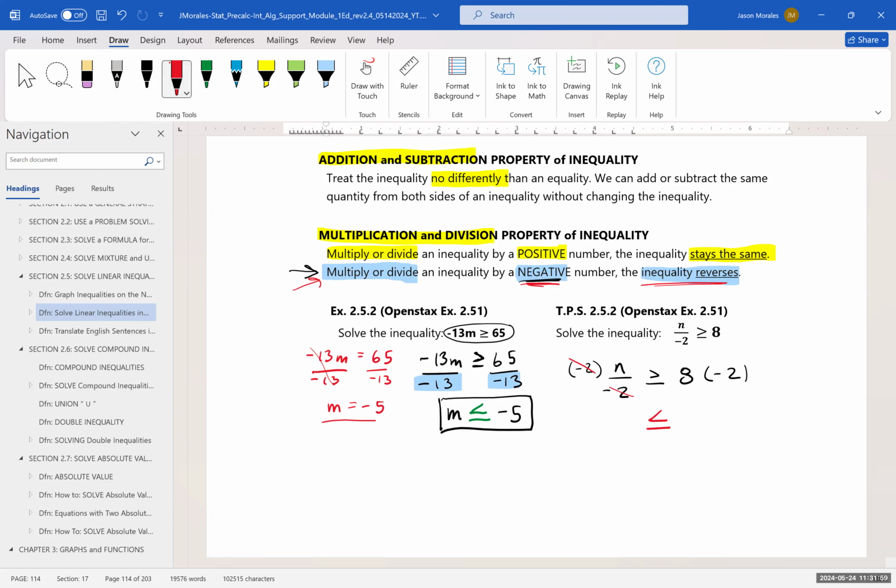These negative 2's cancel, and 8 times negative 2 is negative 16. So this should have been the correct answer that you got. Let me know if you have any questions.